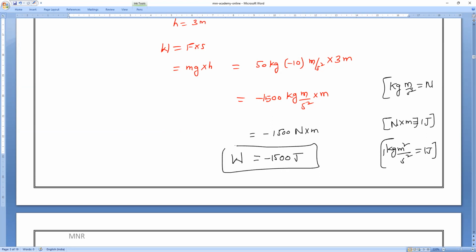But what is the negative sign? What does the negative sign indicate? Work is done against gravity. That is what you have to remember. Okay, everybody? Work is done against gravity. Clear, everybody? All of you?